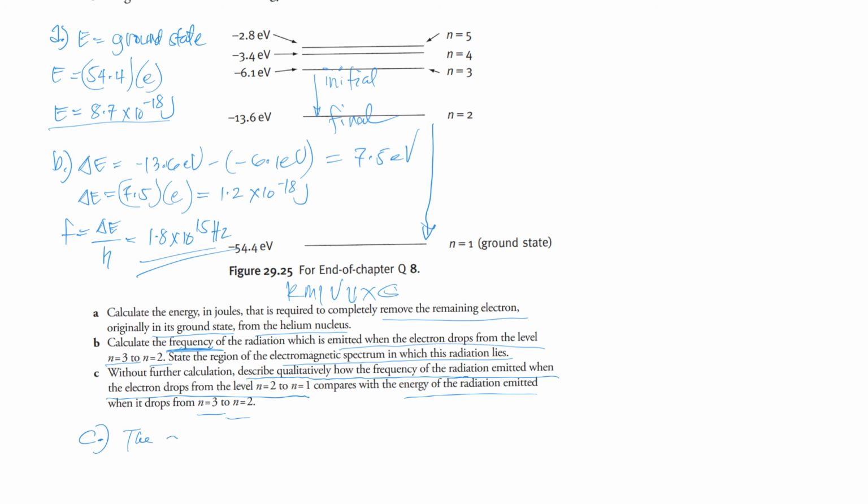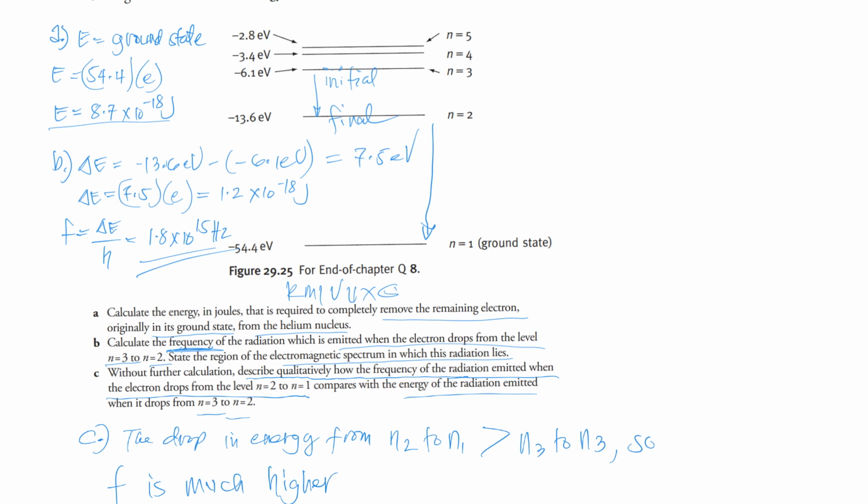The drop in energy from n2 to n1, you can see that is greater compared with n3 to n2. So what does it mean? So f is much higher. From n2 to n1, your f is much higher. The reason for that is f is directly proportional to energy. Remember that energy is h times f.